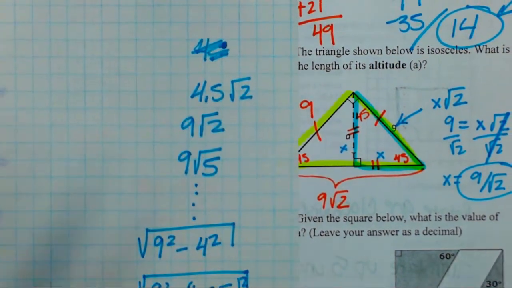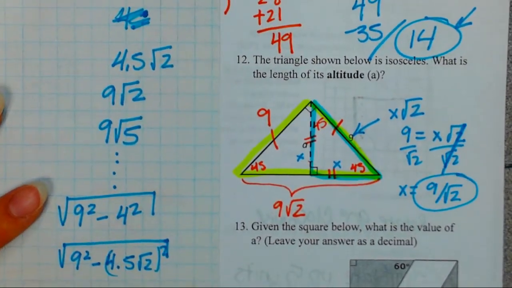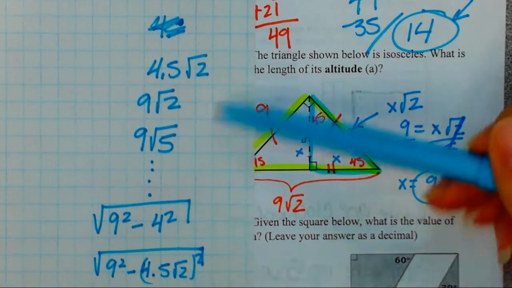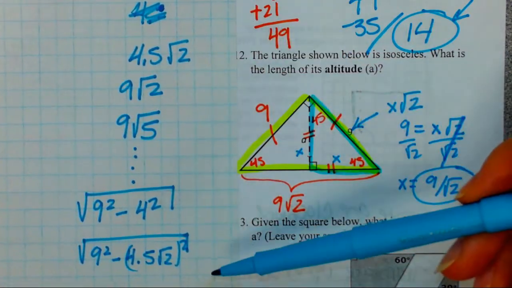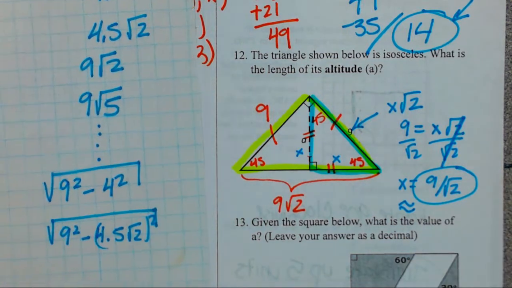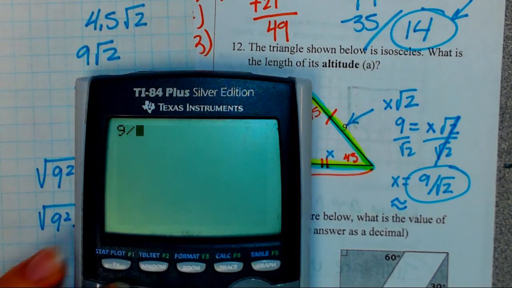So what I want you to do in these situations, instead of trying to simplify it the way that the test wants you to simplify, is convert your answer to a decimal, and you can do that just by typing it into the calculator.